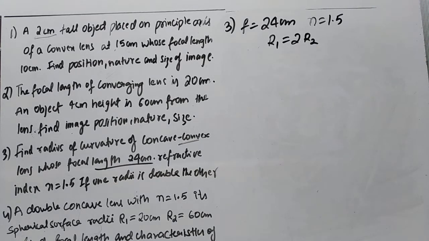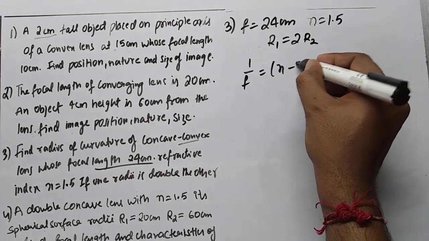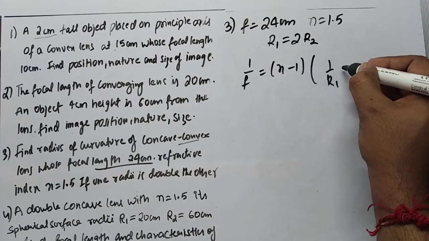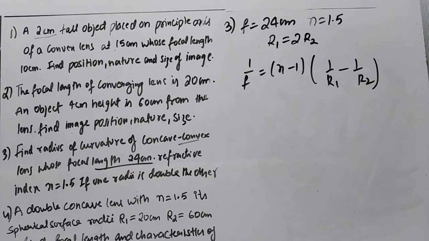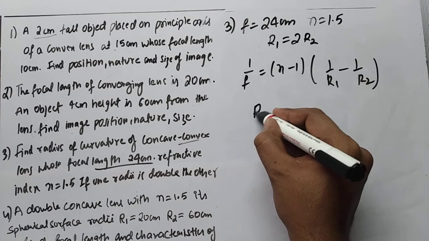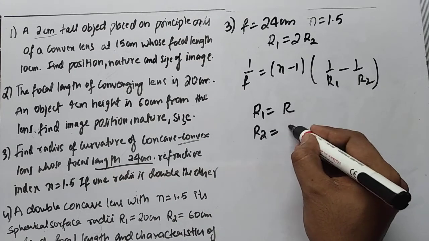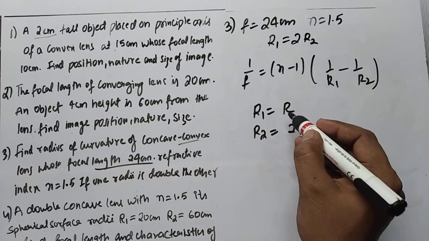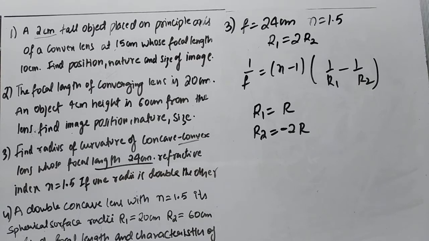So what you need to do is substitute in the lens maker formula. We know the formula is 1 by f is equal to (n minus 1) times (1 by r1 minus 1 by r2). Whenever you have a lens, one of the r values you need to substitute as negative, and the second one is positive. Here the first radius is r and the second radius is double the first, so we can take 2r, but as per the sign convention rule, one has to be taken as negative. So in place of r2 we'll substitute minus 2r.